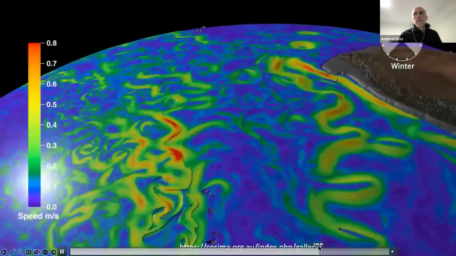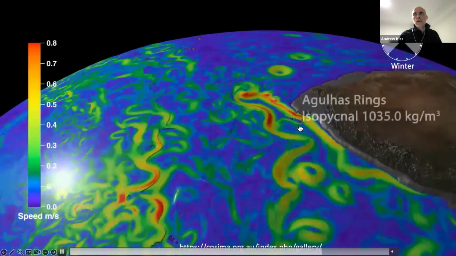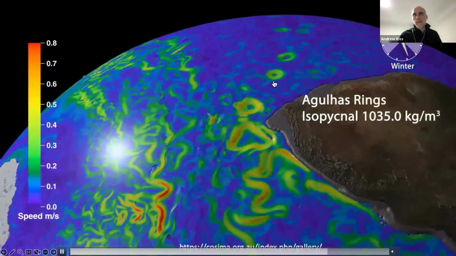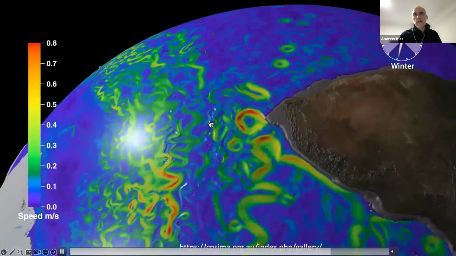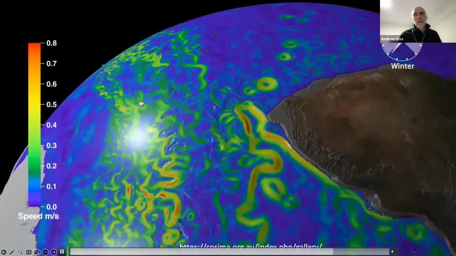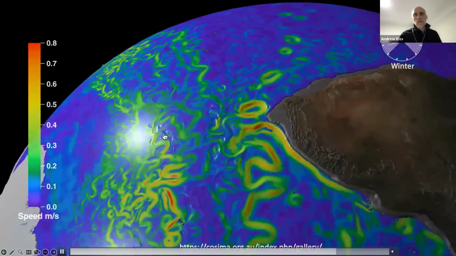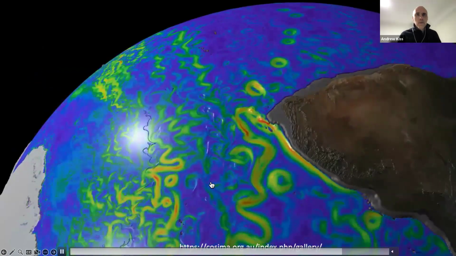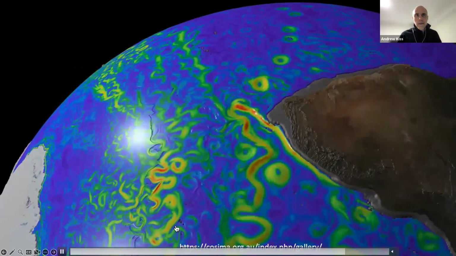And here we are. This is South Africa. This is the Agulhas Current, and it folds back on itself and breaks off into these big eddies. So these are called mesoscale eddies. And you can also see the Antarctic Circumpolar Current. There's lots and lots of eddy motion going on there. So that's a quick overview of what the oceans are like.